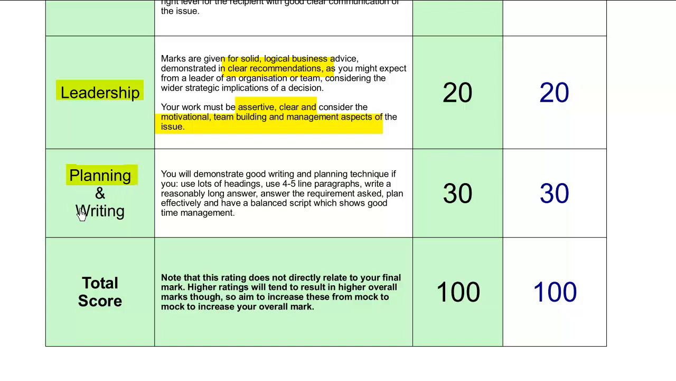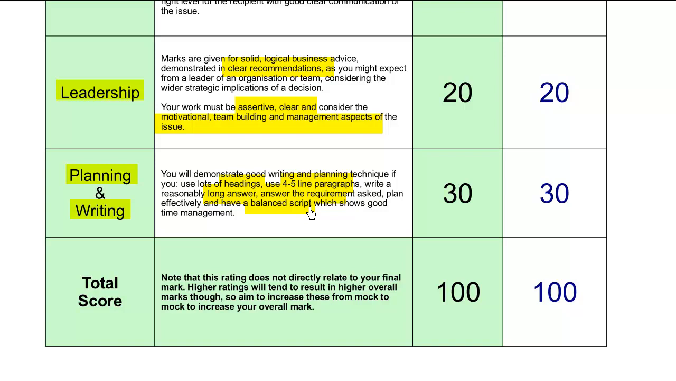Finally, we review your planning and your writing style. So are you doing things like lots of headings, using short paragraphs, a reasonably long answer, i.e. are there enough points to pass, are you answering the specific requirement asked, and so on. Okay, nice balanced script, answering all the different parts of each of the questions. And so we will go through and grade you on those criteria.